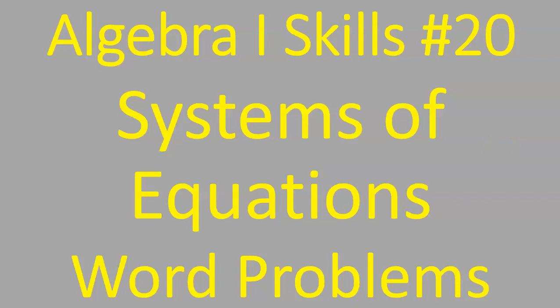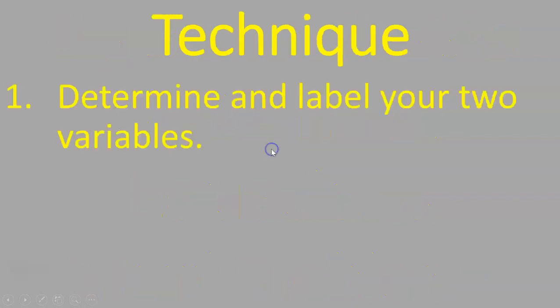Algebra 1 skills number 20, systems of equations, but this time we're going to look at some word problems associated with systems of equations. So the technique for that: you're going to get a situation that's going to want to know about one or two things.